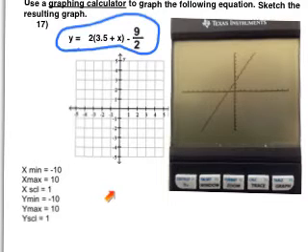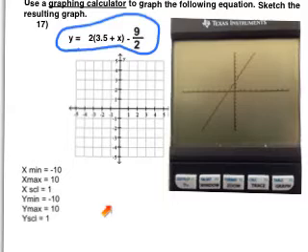Alright, so this is the standard window. You would go to window and you can set this all yourself. You put for the x min -10, x max 10, x scale 1, y min -10, y max 10, and y scale 1, and ignore the other things that are on there. Okay, so that's the standard window. Another way to get to the standard window is to push zoom, and then you'll push 6, and then enter, and that's the standard window. That'll reset your calculator to the standard window.